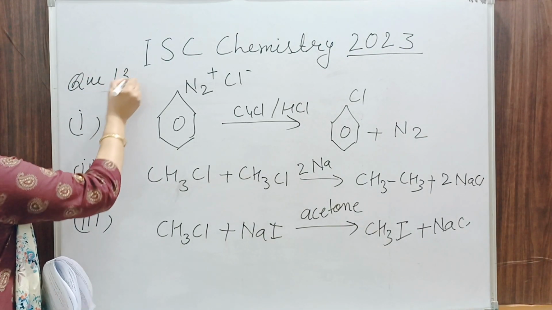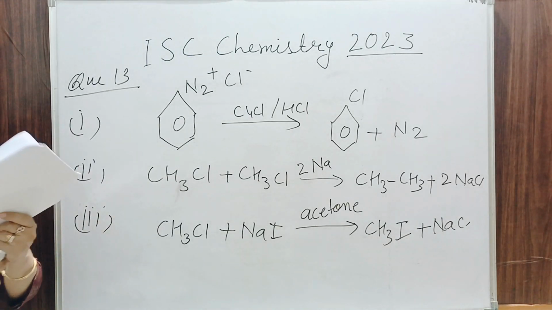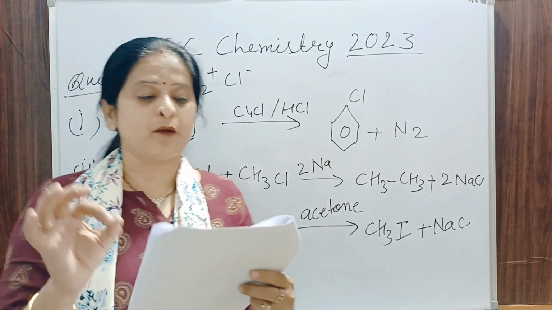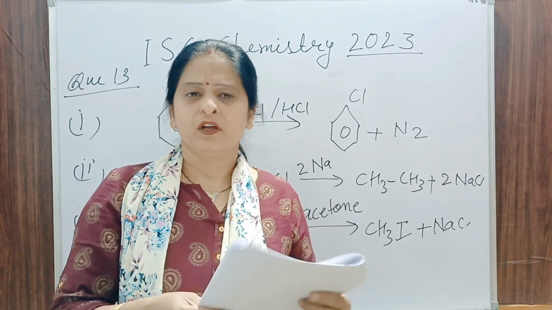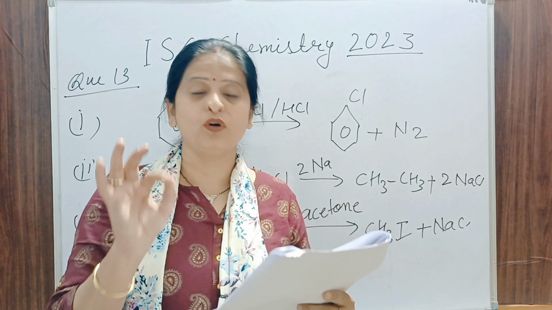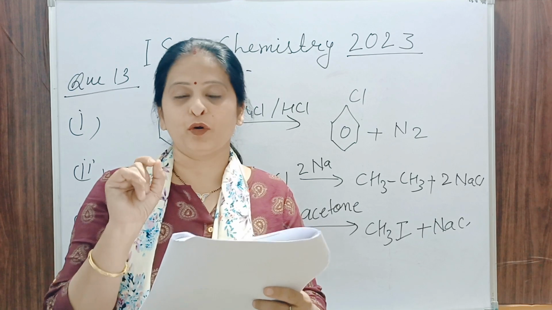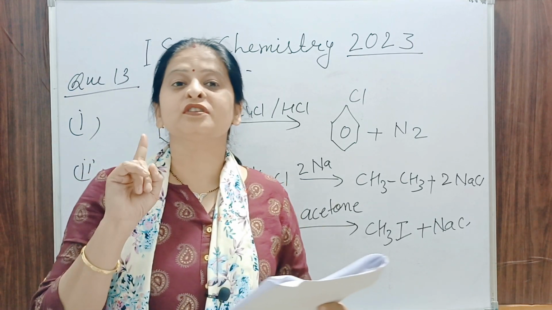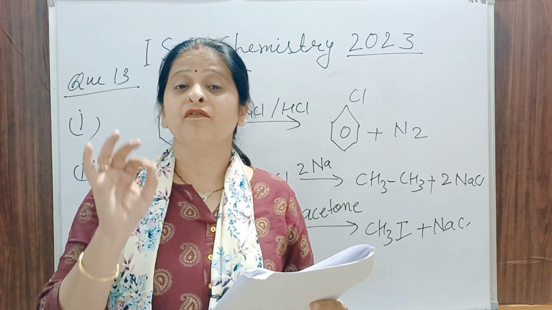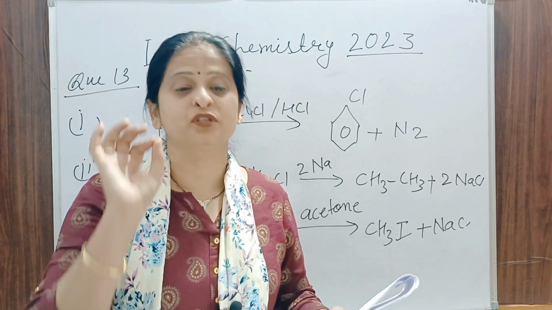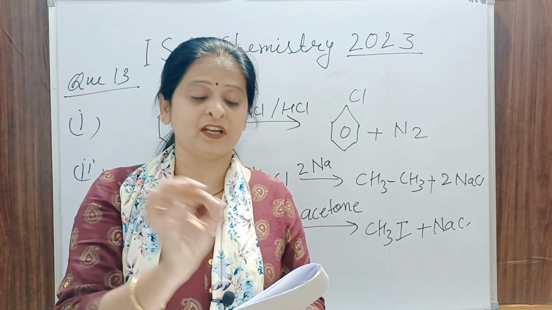Then question number 14. Give an example each of reducing sugar and non-reducing sugar. So common examples are glucose and sucrose. Then what is denaturation of protein? It is the process in which the protein loses its biological activity without change in chemical composition. So that is the answer of question number 14, second part.